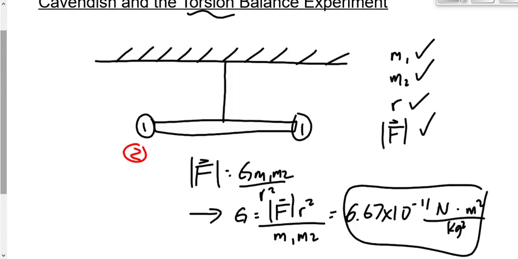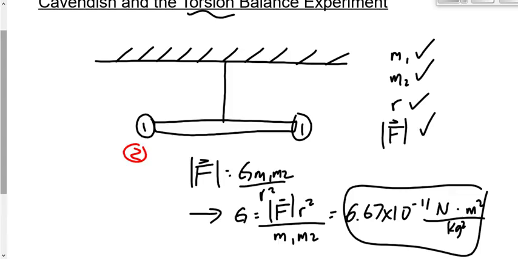So, by bringing one mass near another and measuring how much the string twists, he was able to determine the gravitational constant that Newton didn't know. It was 6.67 times 10 to the minus 11 newton meter squared per kilogram squared. Is that okay? Make sense?